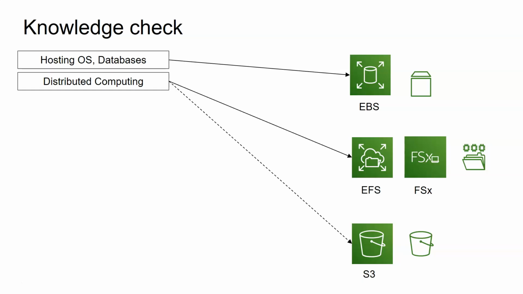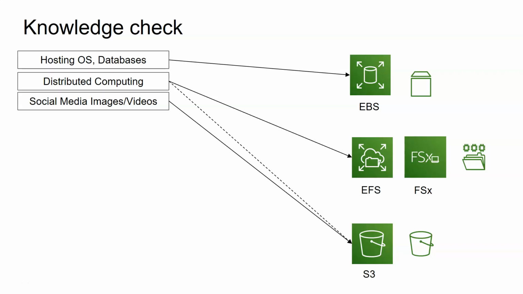Now there is a dotted line to S3 because in some cases you can also use S3, and that would really depend on your use case. So we can't say just EFS, but EFS should be the first choice, and then you should also look at S3. Social media and images, videos, it's obvious it's S3 because all these video images should be accessible directly over an API call.